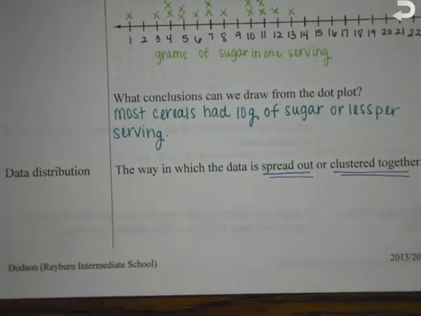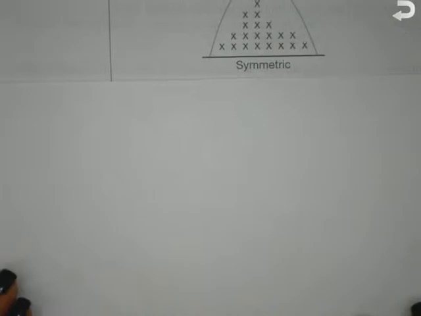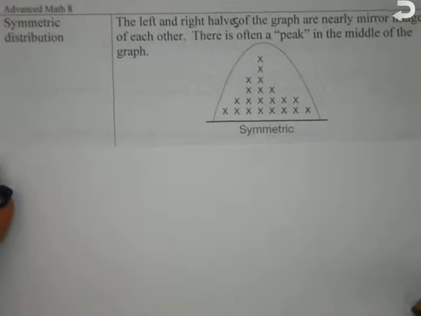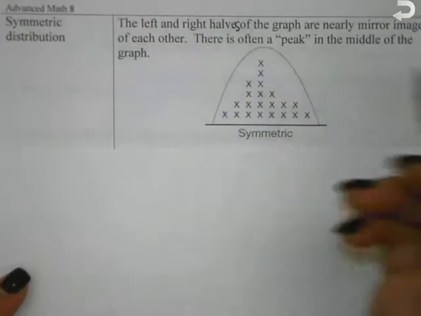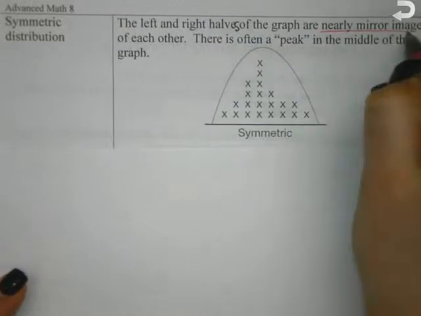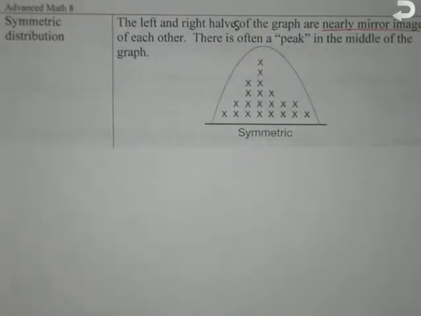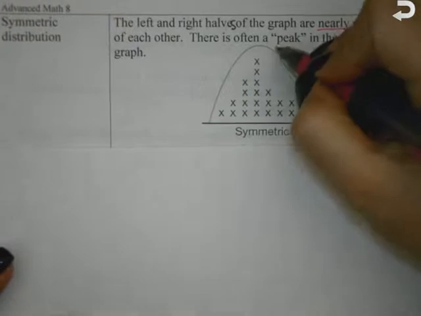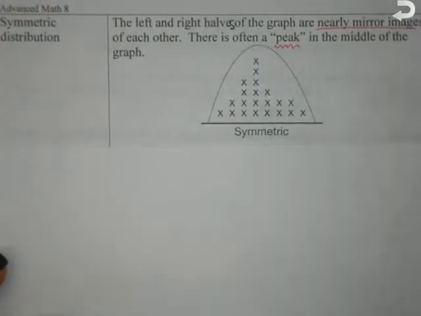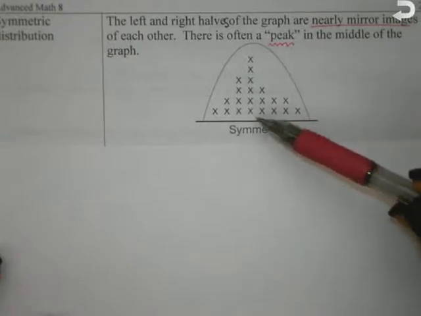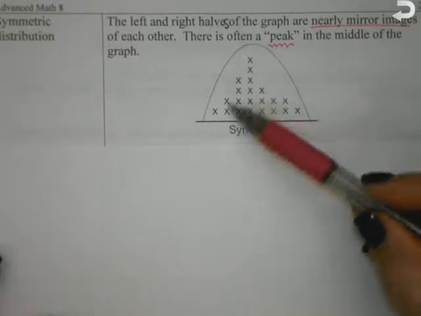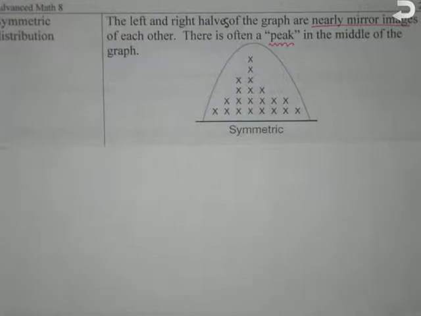All right, so we have 3 different types of data distribution. First type of data distribution is what we call a symmetric distribution. Symmetric distribution means that the left and right halves of the graph are nearly mirror images of each other. They don't have to be exact, but it's pretty close. There's often what we call a peak in the middle of the graph. And here's an example of a more symmetric distribution. Most of the data lies in the middle, and then it's pretty symmetric on each end. Okay, so that's called a symmetric distribution.